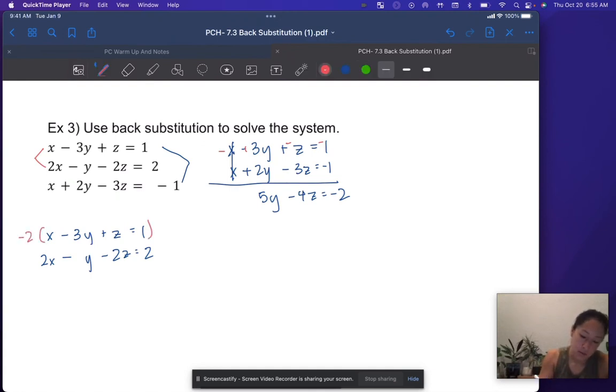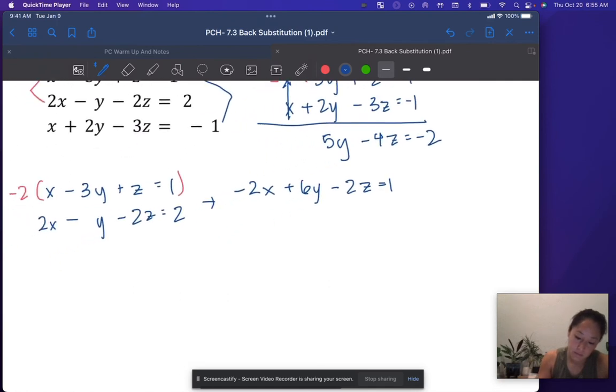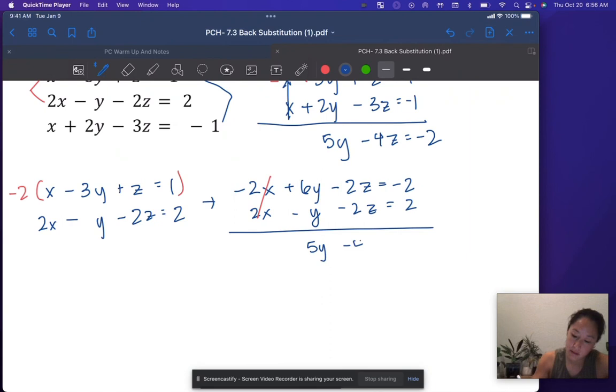Anyhow, go ahead and multiply the top equation by -2. That gives us -2x plus 6y minus 2z is equal to, just kidding, is equal to -2. And then the second equation stays the same, so just multiplying by +1. Okay, we're going to add these up. I get 0x, and then 5y minus 4z is equal to 0.